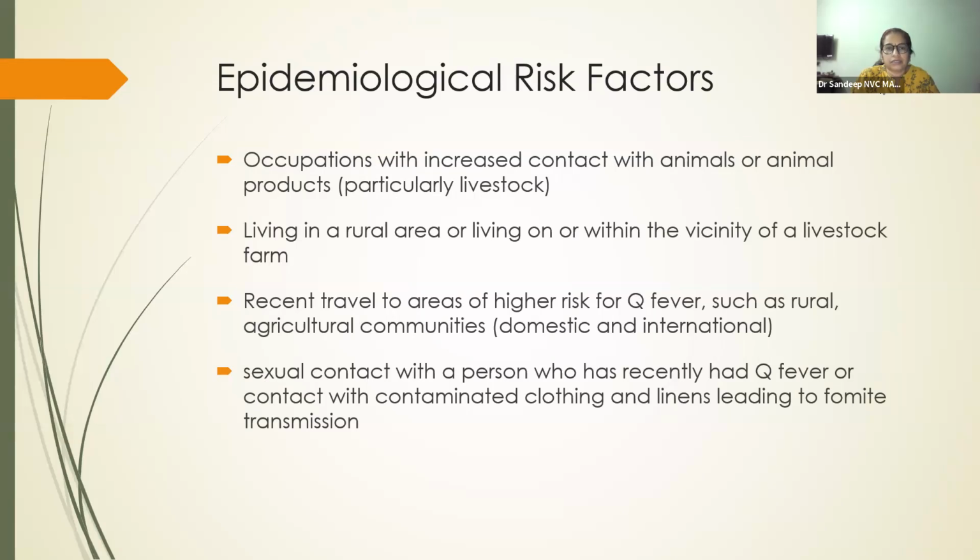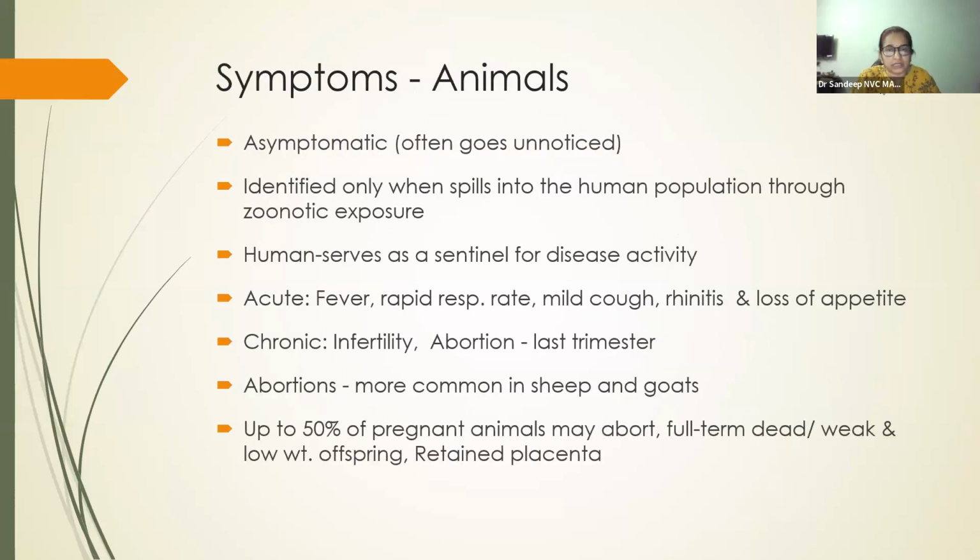Coming towards the risk factors, that is occupations with increased contact with animals or animal products, living in rural areas or living within the vicinity of a livestock farm, and recent travel to areas of higher risk for Q fever, such as rural agricultural communities, are also responsible. Sexual contact with persons who have recently had Q fever, or contact with contaminated clothing, also carries chances, as the dust particles are transmitting the organism.